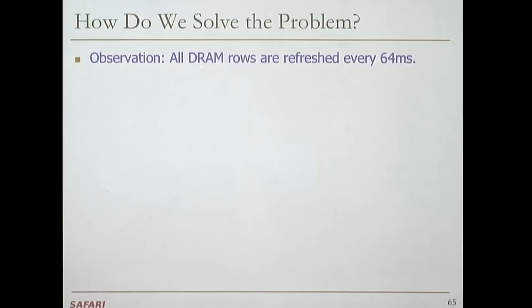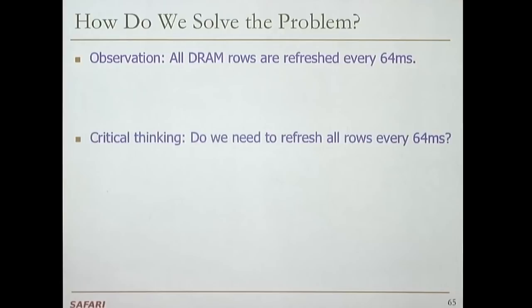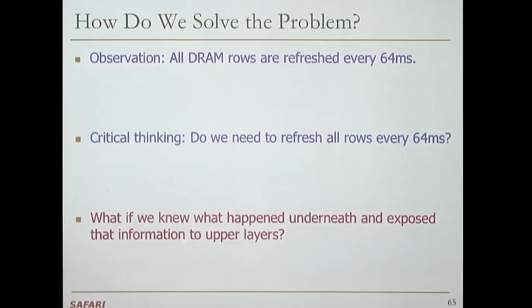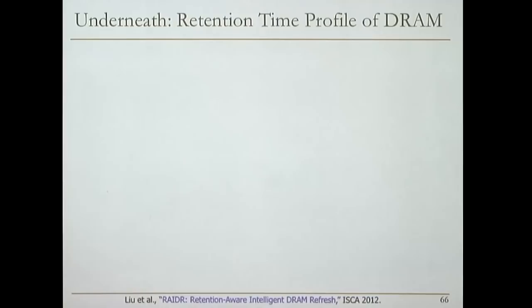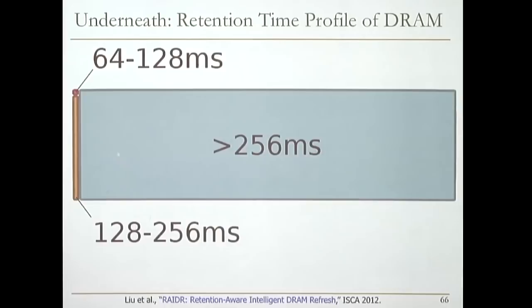So if you dig deeper, you will observe that today all DRAM rows are refreshed every 64 milliseconds. So critical thinking can say, do we really need to do this? Do we really need to refresh all rows every 64 milliseconds? What if we knew what happened underneath and exposed that information to the upper layers? So basically, underneath, if you dig deeper, you'll find that most rows don't need to be refreshed every 64 milliseconds. In fact, a very small fraction of the rows need to be refreshed every 64 milliseconds. And an overwhelming majority of the rows can retain data for 256 milliseconds or longer. So if you figure out these different rows, you can easily say, I'm going to refresh these rows every 256 milliseconds, and these rows every 64 milliseconds, and these rows every 128 milliseconds, if you know the data retention time of the rows.